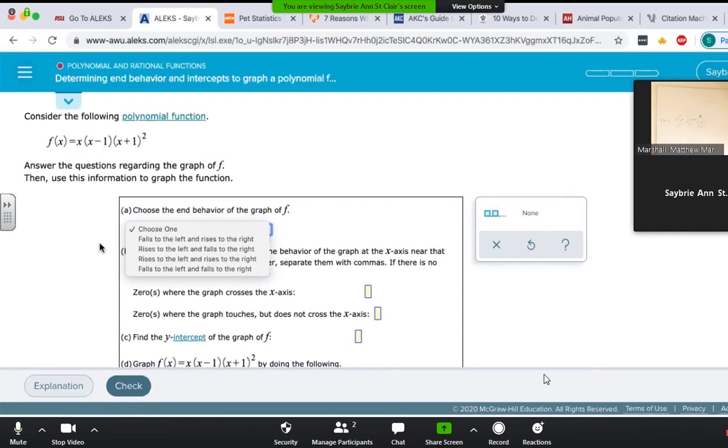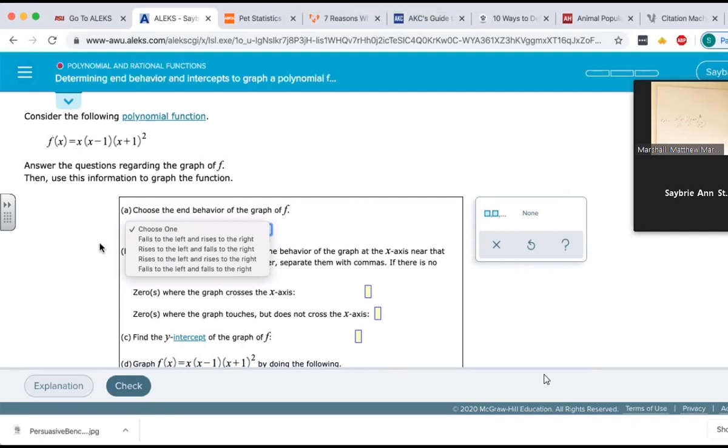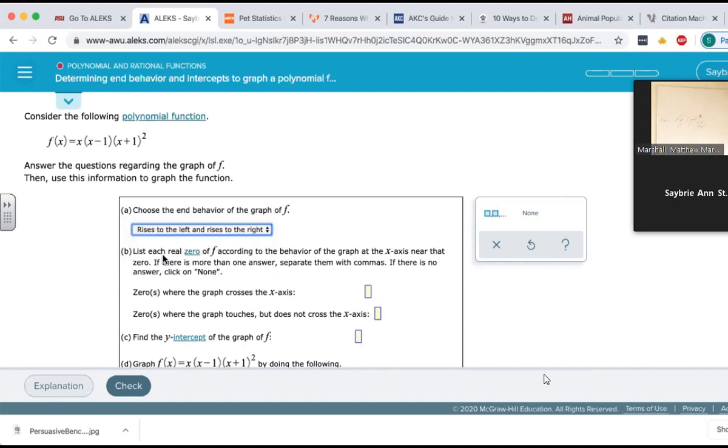Oh, wait. I think I did that wrong. Sorry. Let's fix that. That's x plus 1 squared. There we go. So it looks like mine looks like a W, kind of. Rises left, rises right. Okay, sorry about that. Found it. Because it has a degree of 4, even, rises left, rises right.